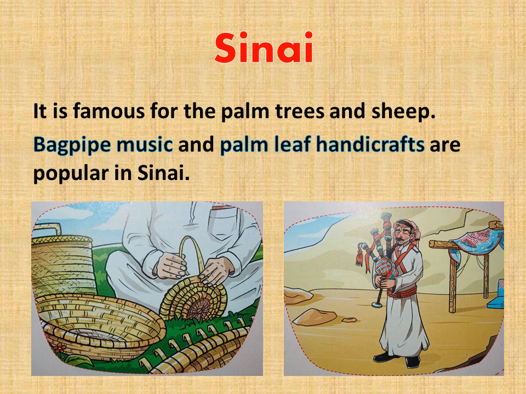The first region for today is Sinai. It's famous for the palm trees and sheep. Bagpipe music and palm leaf handicrafts are popular in Sinai.